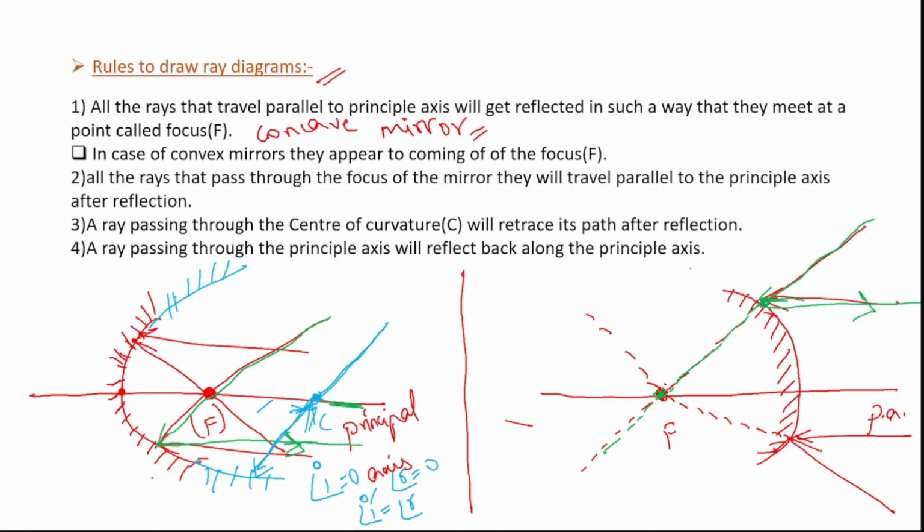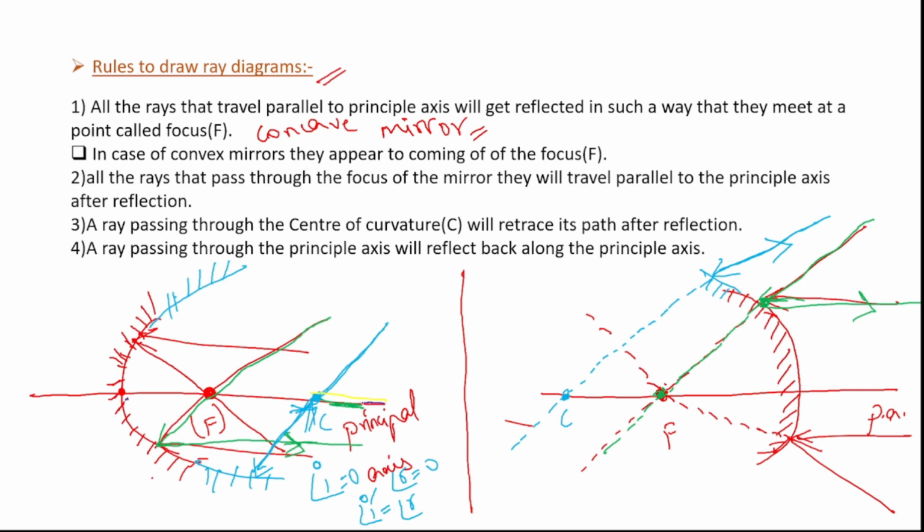And in case of a convex mirror, it is also the same. We have the center of curvature here. So what is happening in case of a convex mirror? Whenever a ray is falling in this direction, if you extend it, it will also meet the center of curvature, right? So whenever this ray is falling in this direction, which will meet the center of curvature, it will retrace its own path after reflection. Okay, next, a ray passing through the principal axis will reflect back along the principal axis.